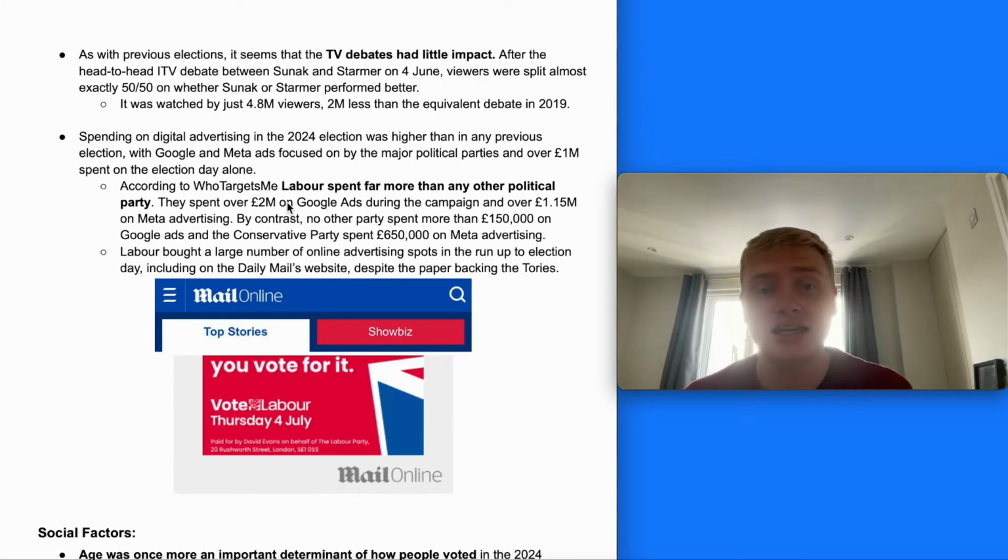Spending on digital advertising in the election was higher than in any previous election, with Google and Meta ads focused on by the major parties and over $1 million spent on the election day alone. According to Who Targets Me, Labour spent far more than any other political party. So they spent $2 million on Google ads during the campaign and over $1.15 million on Meta advertising. By contrast, no other party spent more than 150 grand on Google ads, and the Tory party spent just 650,000 on Meta advertising. Quite a funny thing that Labour did was they bought a large number of online advertising spots in the run-up to election day, including on the Daily Mail's website, despite the paper backing the Tories.